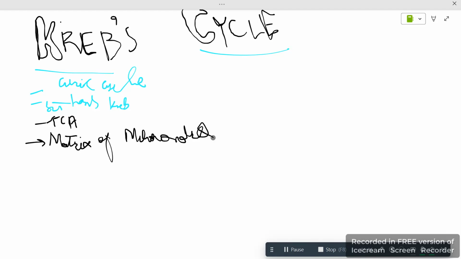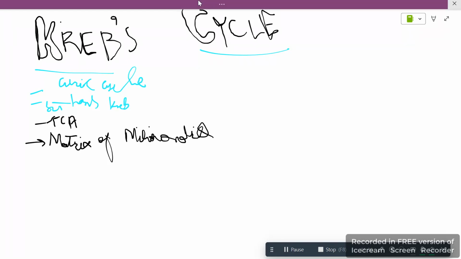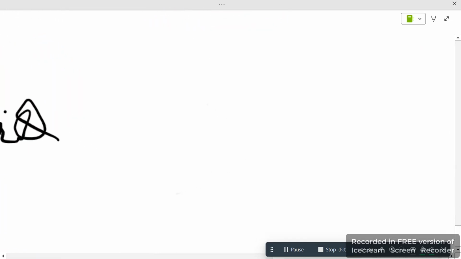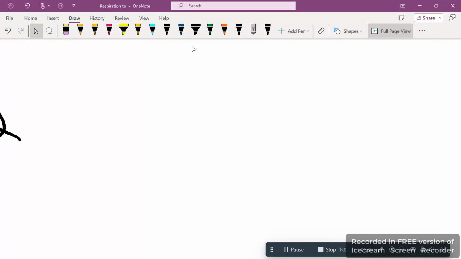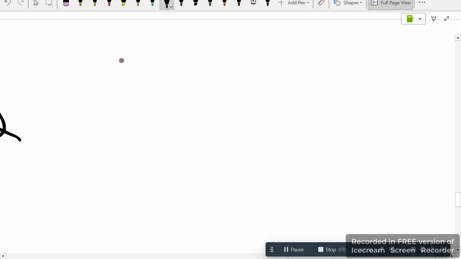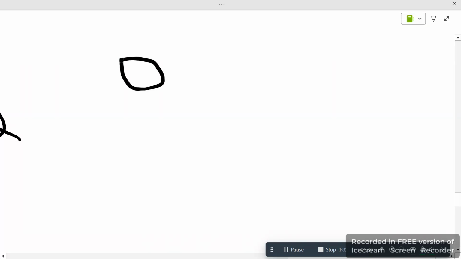Glycolysis was occurring in what? That was in the cytoplasm. Let me just zoom it out, and let me tell you one more thing. Here is the glycolysis process, and the product you get was 2 pyruvate.